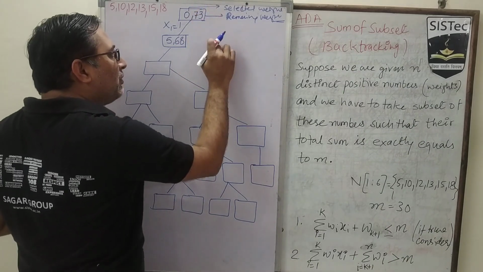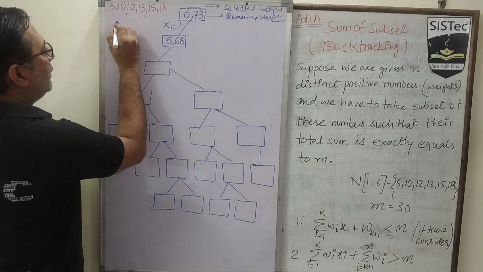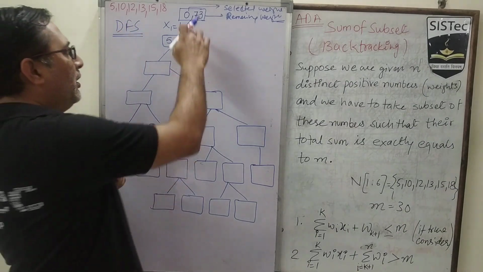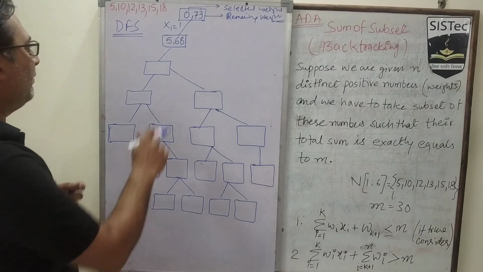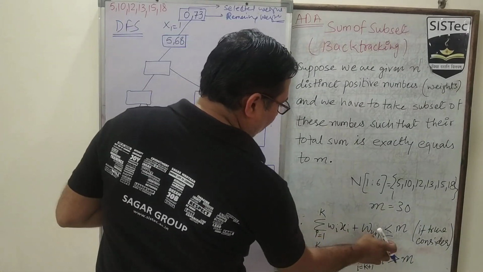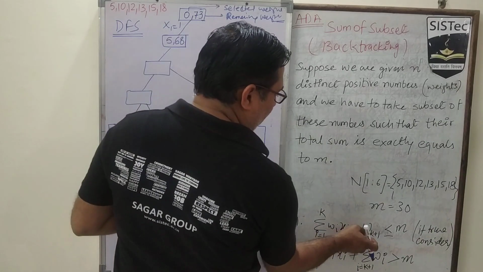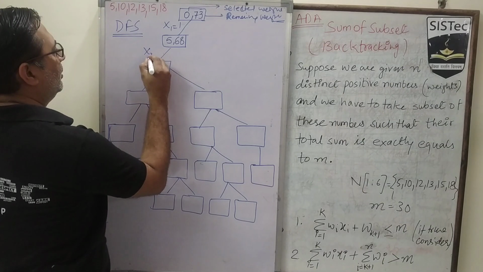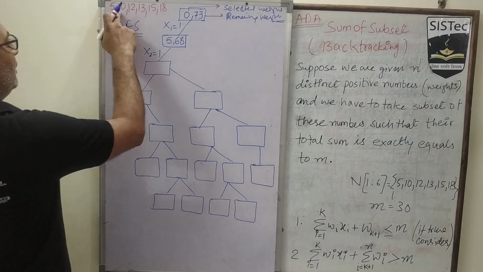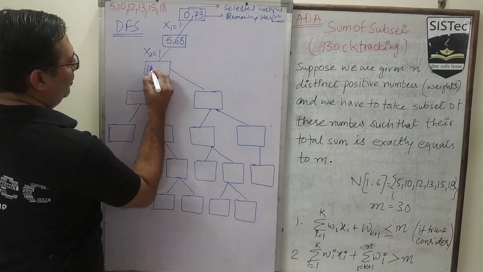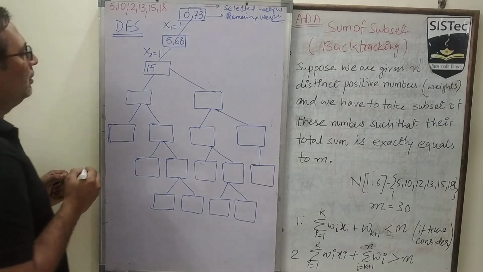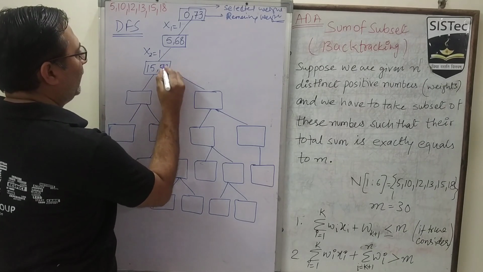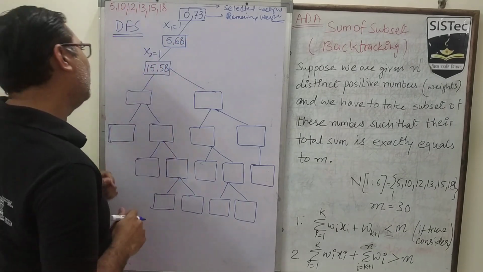Why are we not exploring the other branch? Because our backtracking explores the solution space in DFS manner. Now, after considering one, apply the first bounding function: the selected sum should be less than or equal to m. It is less than or equal to m, so we can select the second one also. x2 is equal to 1, so x2 is 10. The selected will be 15 and the remaining will be 58. 68 minus 10 will be 58.